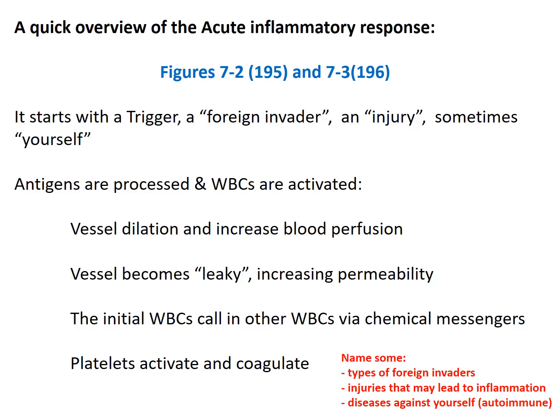So now, we talked about this concept of triggers or antigens. Really quickly here, think in your head, name some type of foreign invaders or foreign triggers. Name some type of injuries that one can develop that can lead to acute and chronic inflammation. And then think of some diseases where the inflammatory process is targeting the individual. Think of some autoimmune inflammatory diseases.